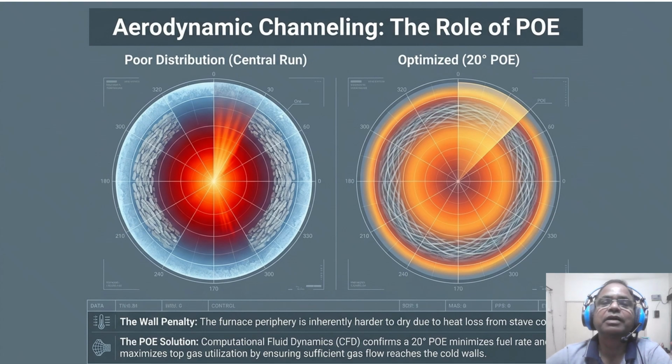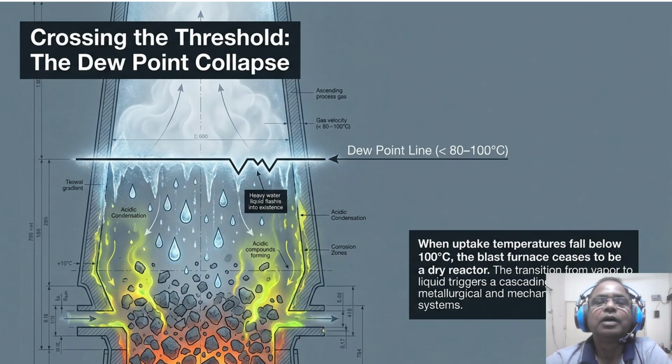So crossing the threshold, that is the dew point collapse. So this is the danger zone. Below 100 degrees centigrade, the furnace ceases to be a dry reactor. Heavy water flashes into existence, triggering acid condensation. This liquid turns dry dust into a sticky slurry, gumming up the works. Metallurgists stop, mechanical survival begins. The first casualty is the viscous cycle within the burden.